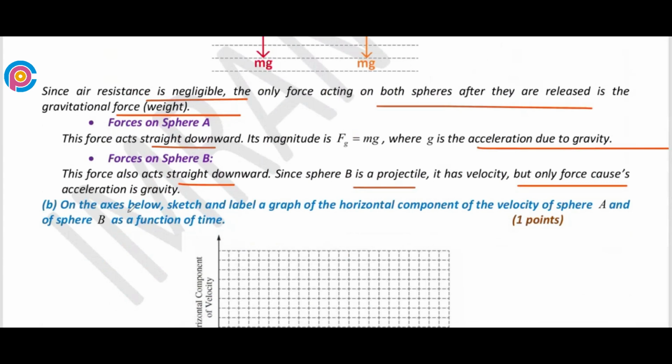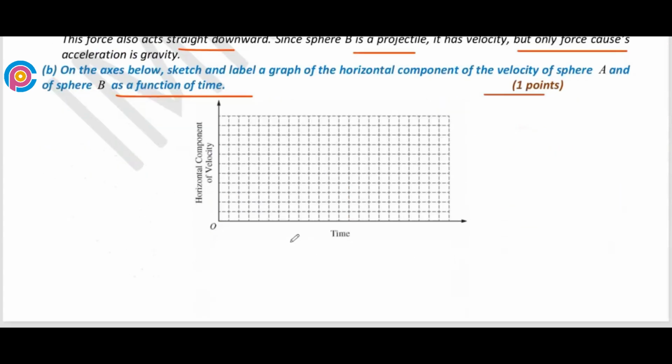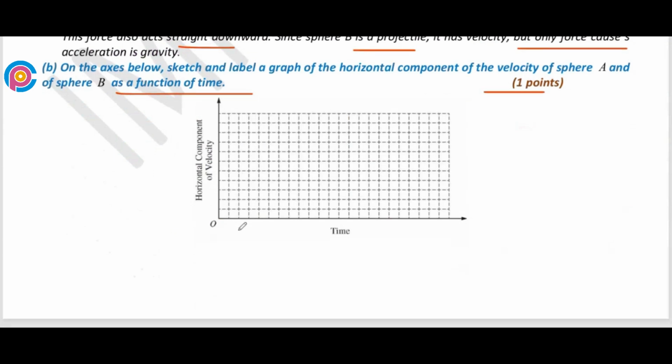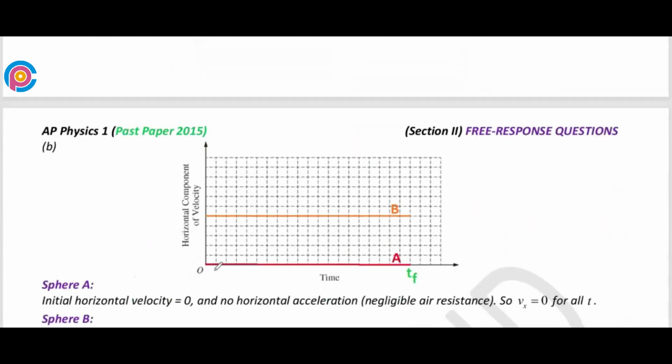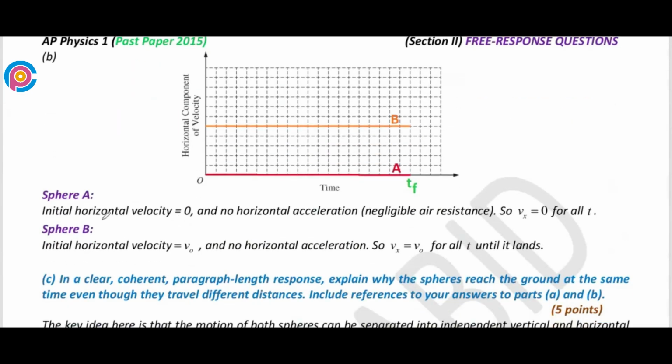Part B. On an axis below, sketch and label a graph of the horizontal component of velocity of spheres A and B as a function of time. That is also a one point question. The axes are time and the horizontal component of velocity. Sphere A has no initial velocity given, so that is equal to 0, and sphere B is given a constant horizontal velocity.